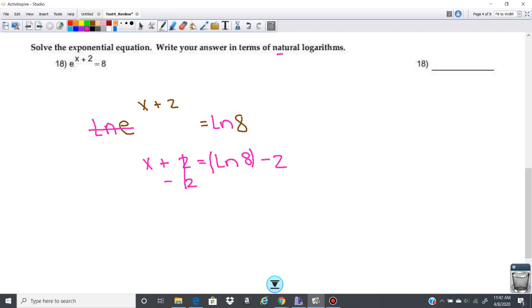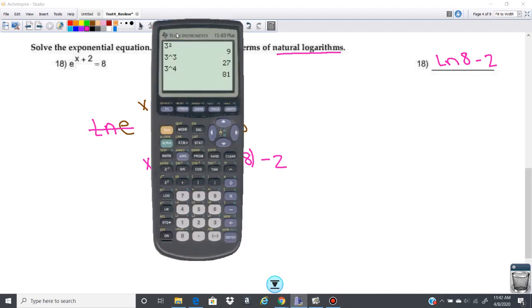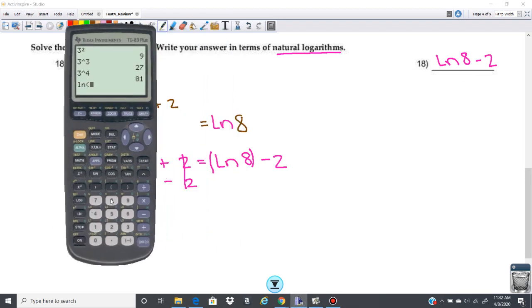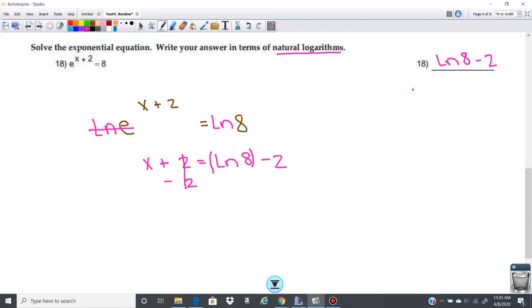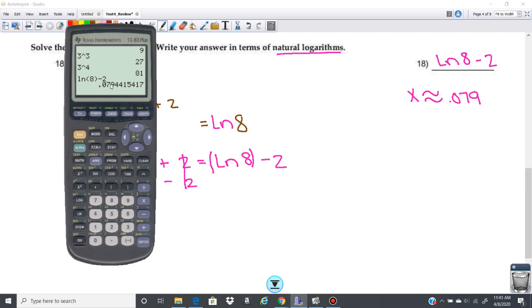Now, you want to write your answer in terms of natural logarithms. So this would be your answer in terms of natural logarithms: natural log 8 minus 2. You can also get an approximate answer. So let's find what that is in our calculator. If I go natural log 8, close that, and then minus 2, I'm going to get 0.079. So you could also get an approximate answer, and we're going to use the curly equal sign for that. 0.079 there. Okay, so if you're asked for an approximate answer or told to round to a certain amount, that's what you would do, just put that in your calculator.